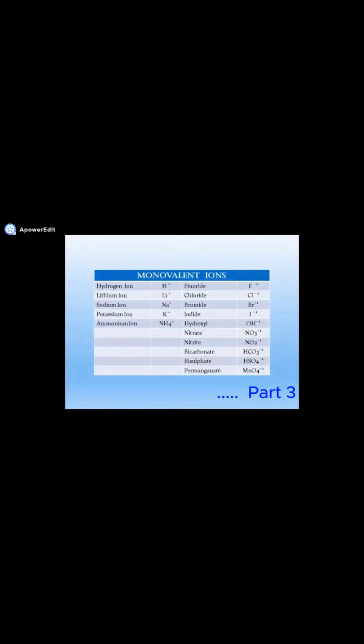Six. 1, 2, 3, 4, 5, 6. What do you think? Which one is the monovalent ion? Correct. Mono means one. So this is monovalent. This is monovalent. Why both of these are monovalent? Because plus one. So monovalent could be positive or monovalent could be negative.